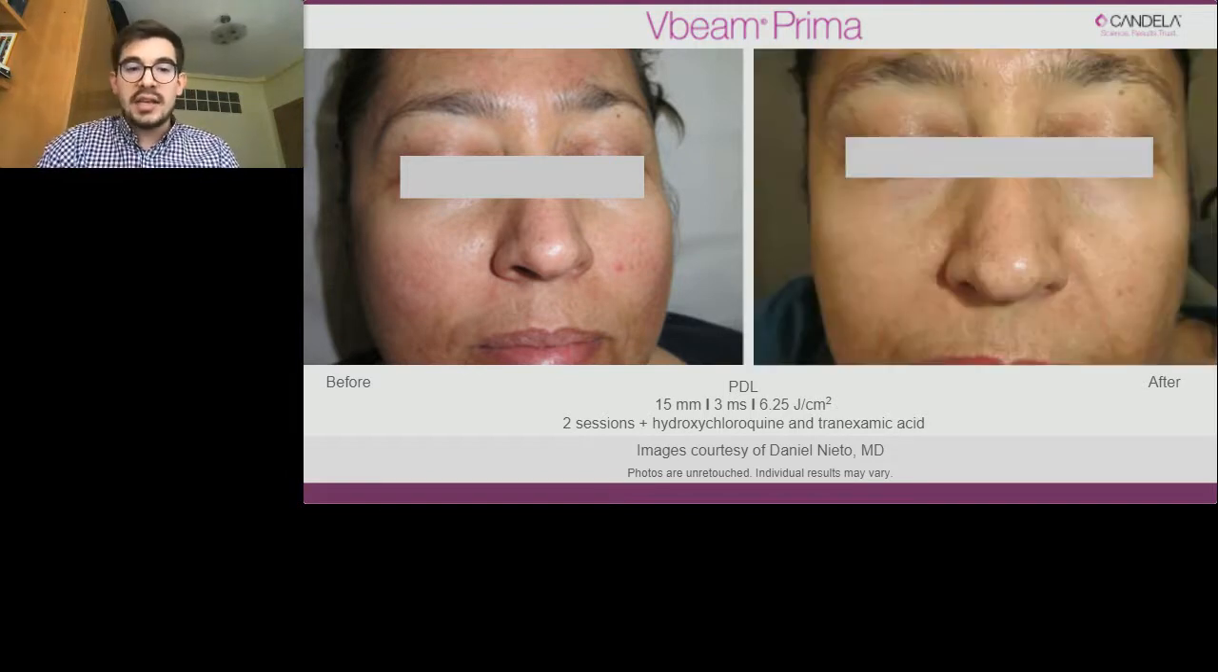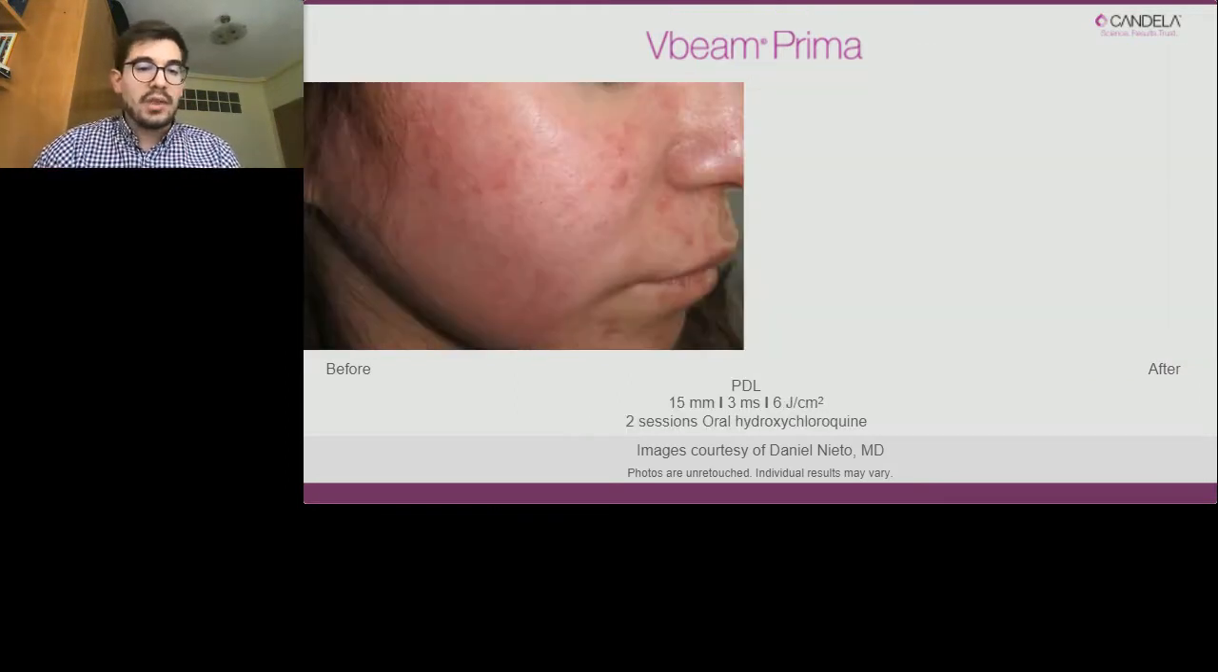And just after 2 sessions, you see that most of the erythema on the cheeks, on the nose, on the forehead has completely resolved. No flare of lupus, no flare of melasma either, and the patient is very happy with the results. This is also a 25-year-old patient with lupus rosacea, a mixed form of erythematous rosacea, also with papules and pustules located on the face.